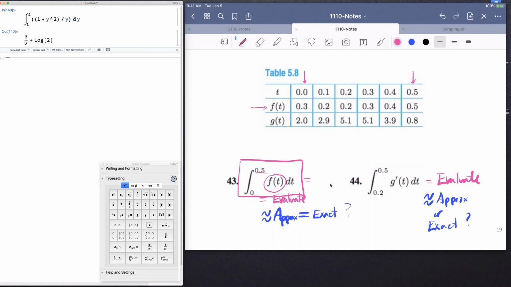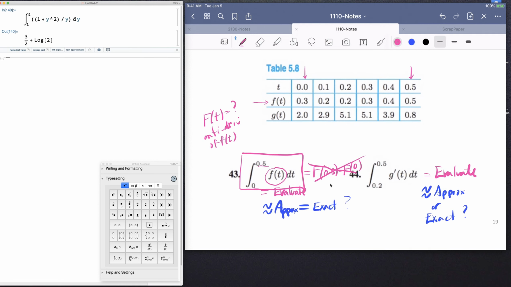So if we were to do this problem exactly, we would need an antiderivative of that function at 0.5 minus an antiderivative at 0. But I'm not given information about an antiderivative of f of t. We don't know it. So we can't actually use the fundamental theorem of calculus to find an exact answer. But we do have the function value. We have the values of this function at a variety of points. So we can always go down the approximation route, right?